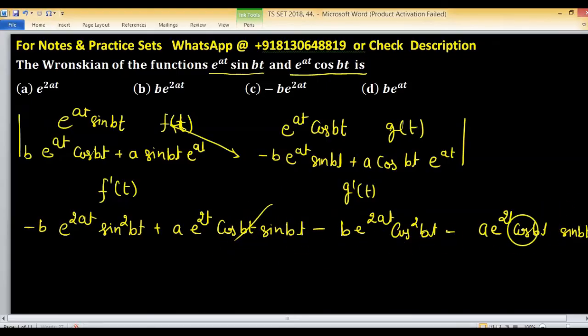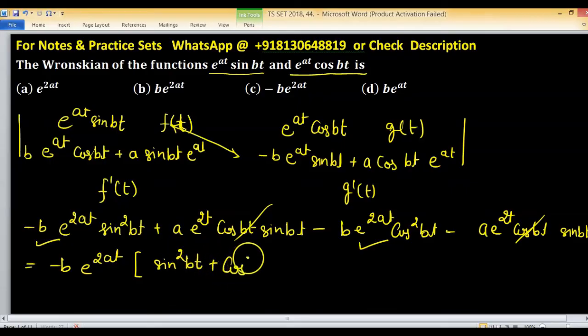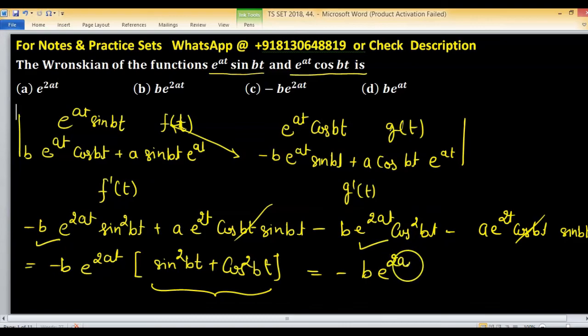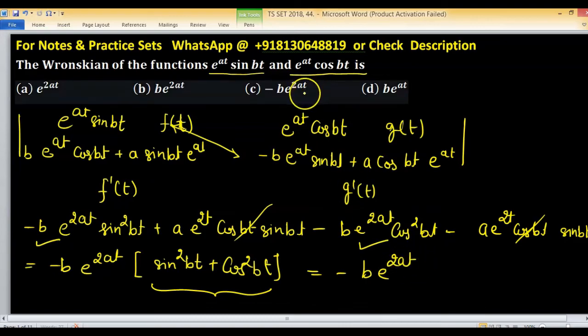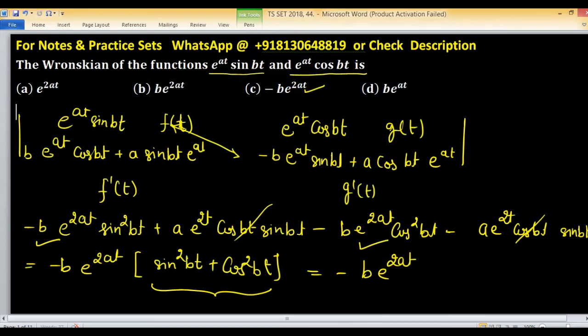You can observe this term will cancel out with this one, and you can take common from these two. So the common factor is minus b e raised to the power 2at, and this will be sin square bt plus cos square bt. By the trigonometric identity, it will be 1. So we have minus b e raised to the power 2at. As you can see, option C will be the right one.